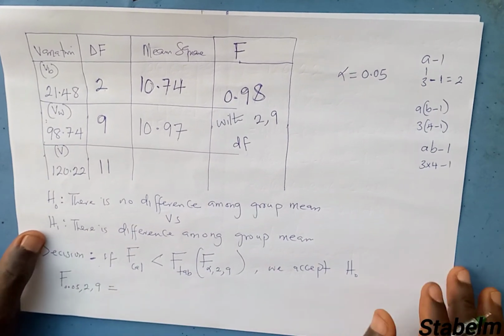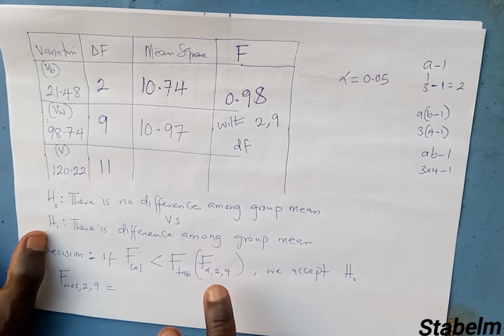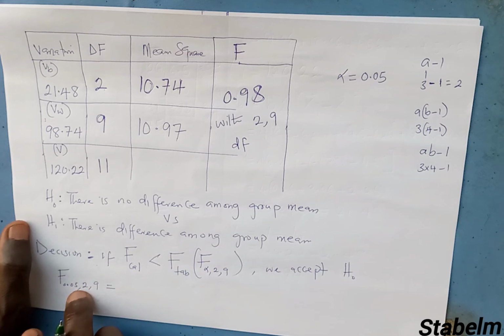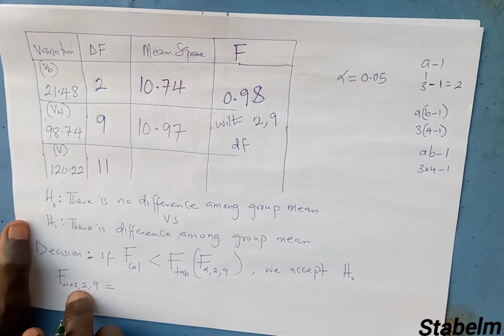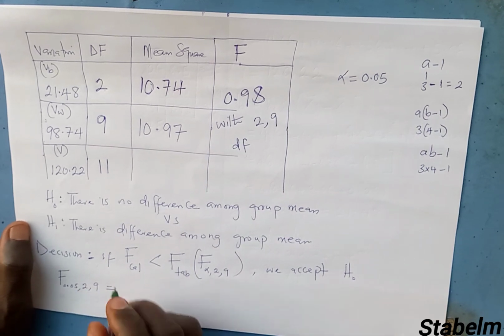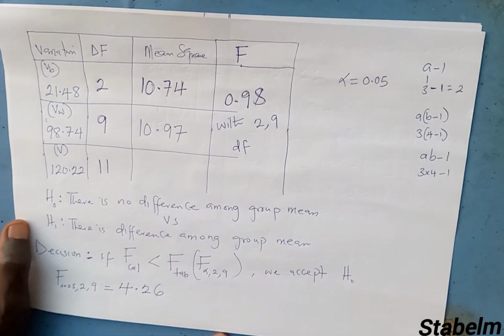Now we check this F, that is F of 0.05 with degrees of freedom 2, 9. We need to look at the F table. Under 0.05, we check column 2 and row 9. This is going to give us 4.26 from the F table.